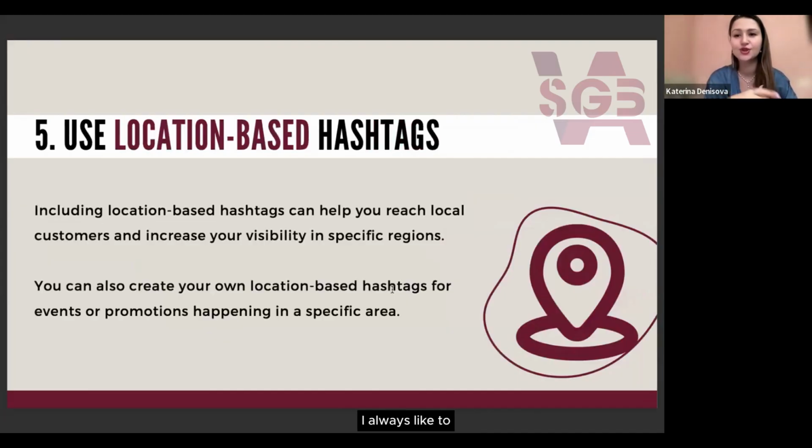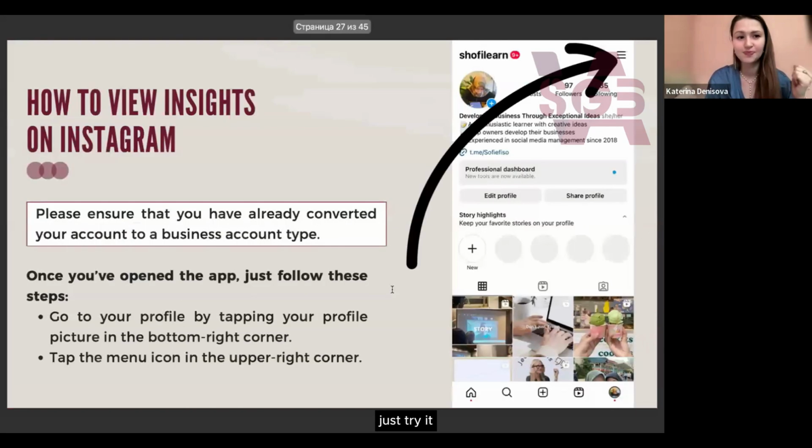I always like to use this tip. Including location-based hashtags can help you reach local customers and increase your visibility in specific regions. You can also create your own location-based hashtag for events or promotions happening in a specific area. So if your target audience is in Bali, you put Bali-based hashtags. If you know that your target audience is in Australia, you put Australia-located hashtags. Quite easy, again, just try it.